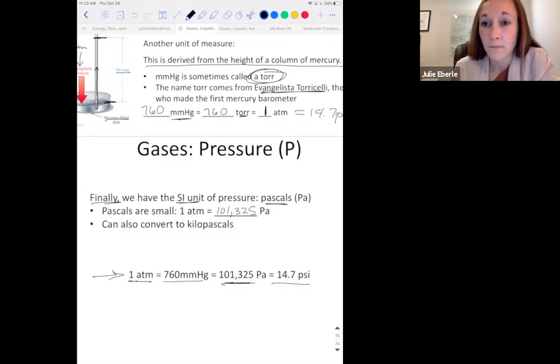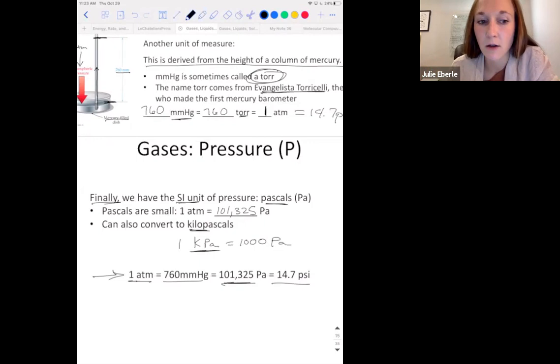Sometimes, if you ever see a kPa, that is just a kilopascal, okay? And you guys know what kilo means. 1 kilopascal is 1,000 pascals. So if you see that in a paper as you do some research, don't be confused by it. It's just a kilopascal. But you don't have to memorize kilopascal. So I just want you to know how these relate.